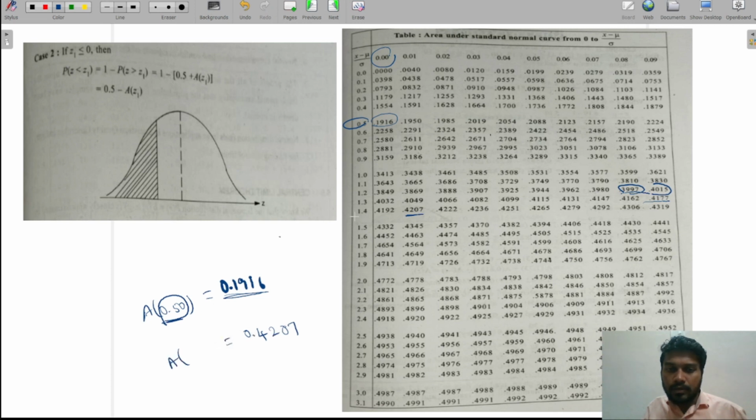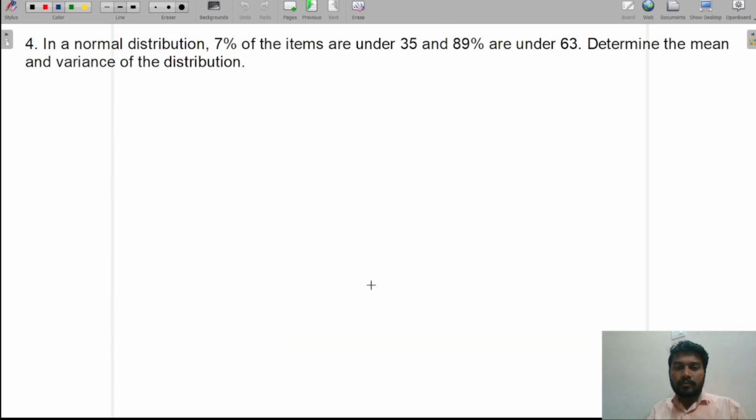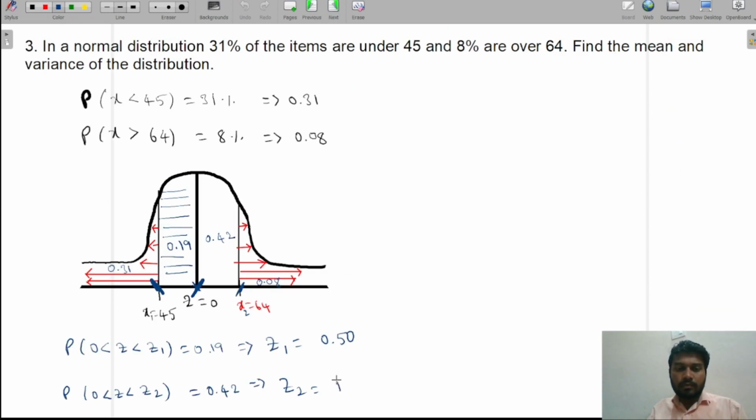Area of 1.4 and the column value 1. So 1.41 is the value of z at this area. So I'm substituting here 1.41. I hope everyone is clear. How did I find the values of z1 and z2?